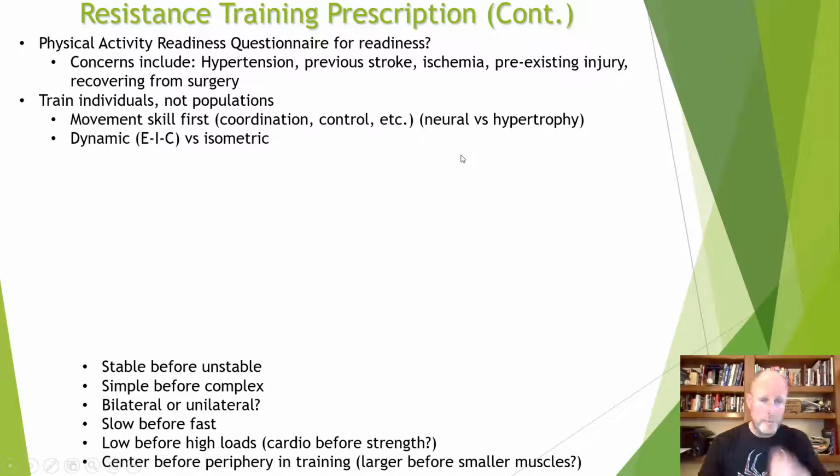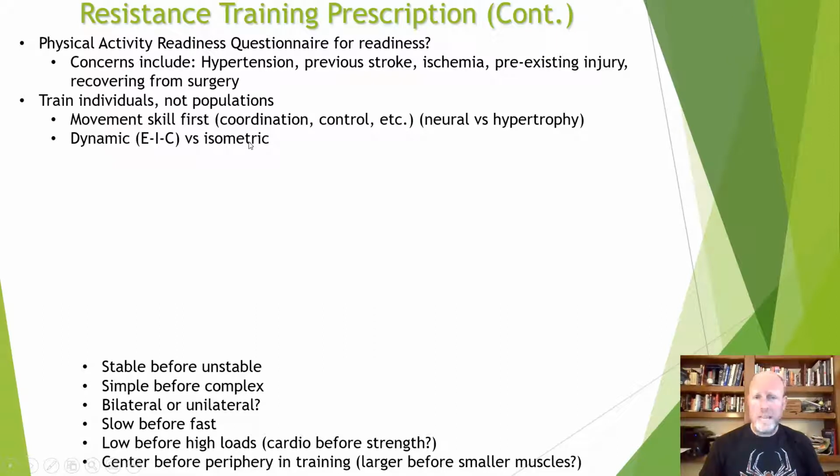Okay, that said, skill first. If they don't move well, we don't add load, we don't add stress, we don't add intensity, we don't add duration, none of the above. We start with something light, we know they can handle for long periods and move from there. From a general perspective, okay? Dynamic versus isometric.